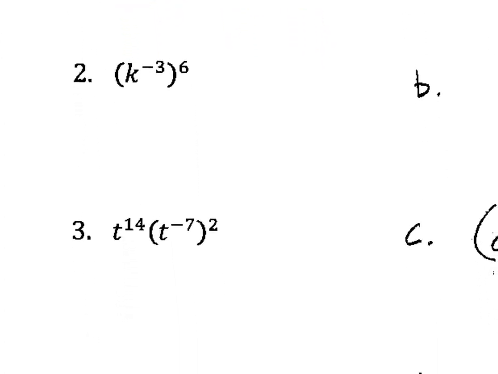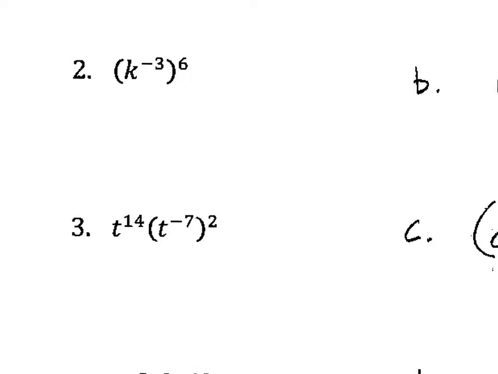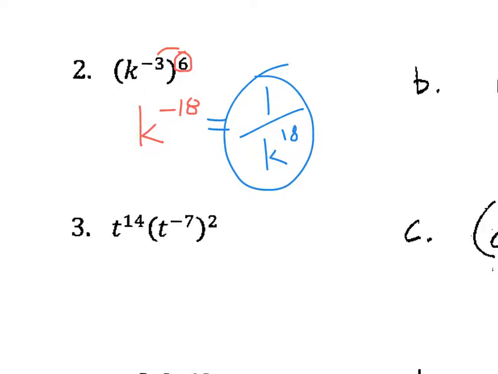In a similar way on number 2, exponent on the outside, so you're going to multiply it with all the exponents on the inside. Power to another power. Negative 3 times 6 is negative 18. I'm not going to leave any answers with negative exponents. I have to flip. So I flip it to the bottom. Number 3.